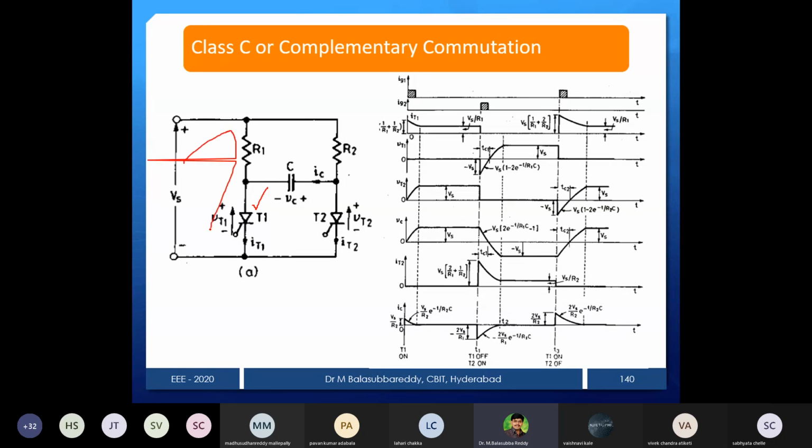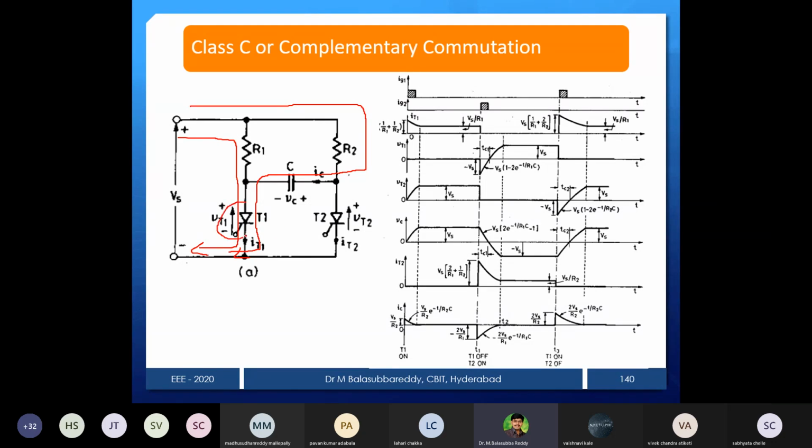Then two currents will pass. One current is like this. The other current, you can see, goes to R2 and goes to the capacitor. Then it goes to T1. All of you try to see the current directions. Anyhow, I will show once again. One current will pass through T1, and another current also passes through R2, goes to the C, and then like this. So the two currents pass through this thyristor.